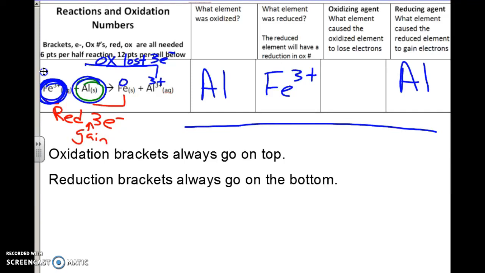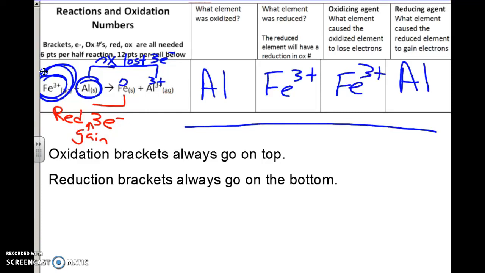Let's try this again. So we have aluminum being oxidized. Aluminum lost electrons. What did it lose electrons to? It lost electrons to Fe3 positive. So aluminum's oxidized. What caused it? The Fe3 positive caused it. So the Fe3 positive is the oxidizing agent.